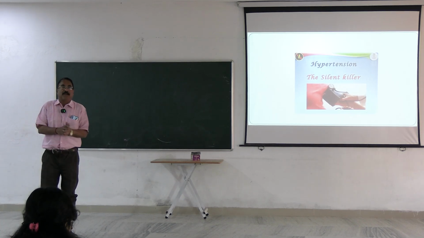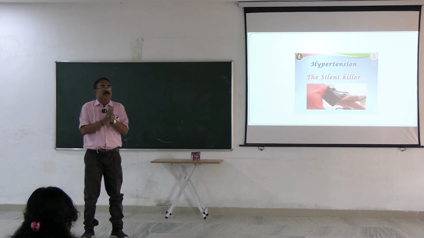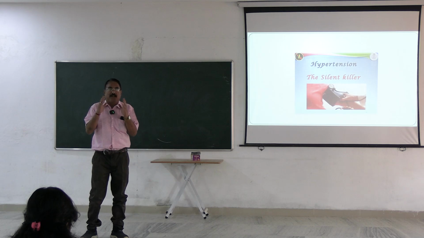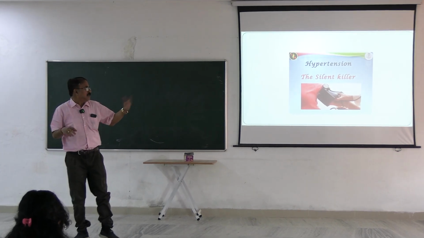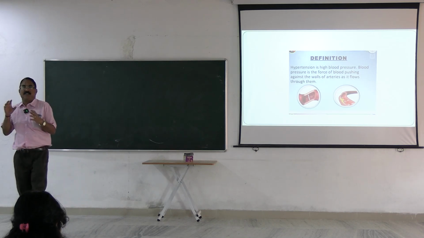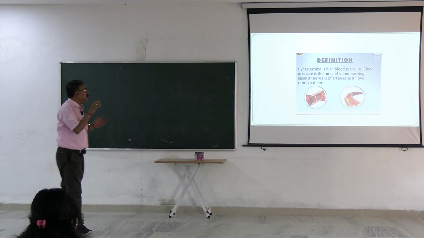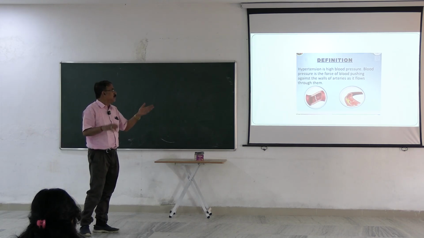Then comes the next one, hypertension. When we say hypertension, what is hypertension? Hypertension basically means an increase in blood pressure. Often we say that this person is hypertensive. Hypertension by definition means the increase in blood pressure above the normal range. Increased blood pressure causes the force of the blood pushing into the walls of arteries, and that can cause problems.